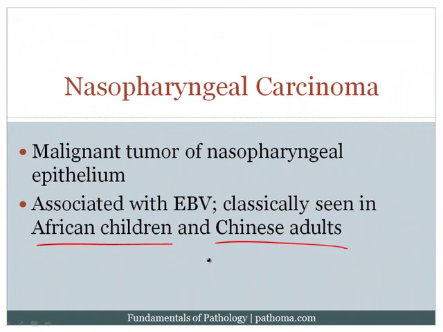The classic presentation is that they give you, especially on examinations, a Chinese adult who has enlarged cervical lymph nodes, because this tumor usually can spread to the cervical lymph nodes very quickly, and it classically presents with involvement of the cervical lymph nodes.